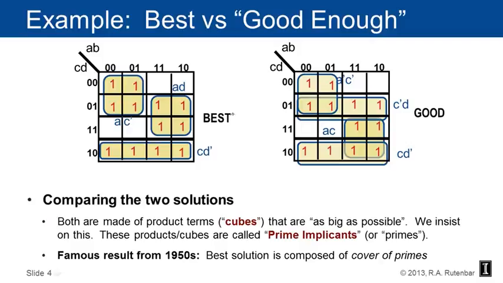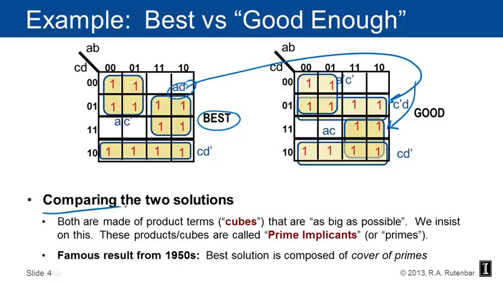That's really the best you can do. I mean, there's just no better answer to this problem. The solution on the right is a pretty good answer. It retains the AC bar cube, top left 2 by 2. It retains the CD bar cube, bottom row, but it replaces the AD cube with two cubes that actually overlap some other stuff. So there's now a C bar D cube, which is the whole second row of the Karnaugh map, and there's a new AC cube, which is the bottom right 2 by 2 corner of the Karnaugh map.